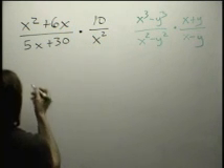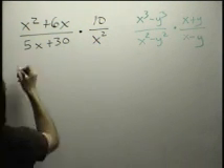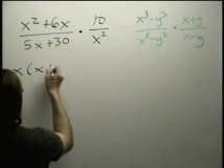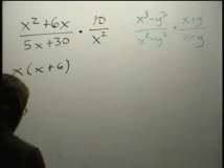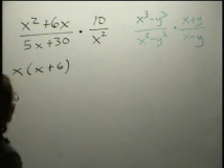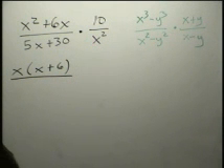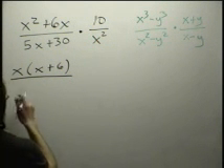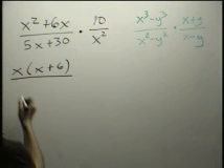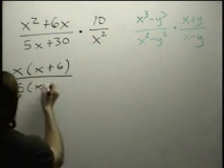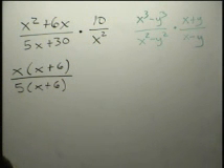x squared plus 6x factors as x times x plus 6. If you are not good at factoring, you are going to want to brush up on that. You will be doing factoring extensively when working with rational expressions. 5x plus 30, to factor that, there's a 5 in common.